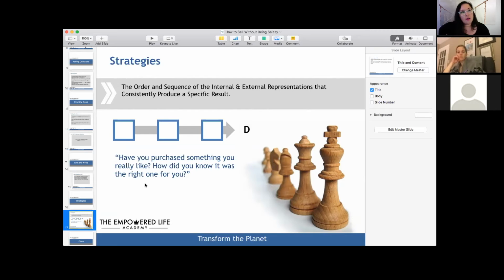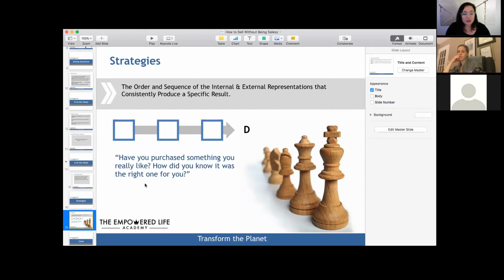So you want to find out, how do they make their decision? What has to happen? Do they have to see something, feel something, hear something? And you can do that very conversationally by simply asking them about something that they're wearing or asking if they've purchased something they really like before. And you can do that very casually. Or you can just tell them directly what you're doing and say, I want to help you make the best decision for you. So can you tell me about something you've bought before that you really, really liked? And then they'll tell you.